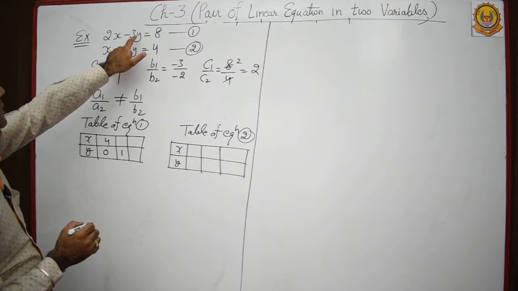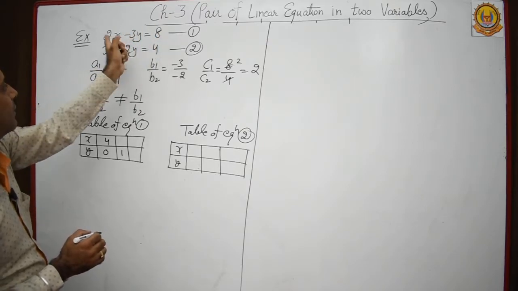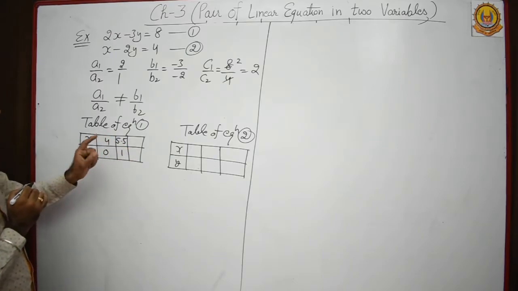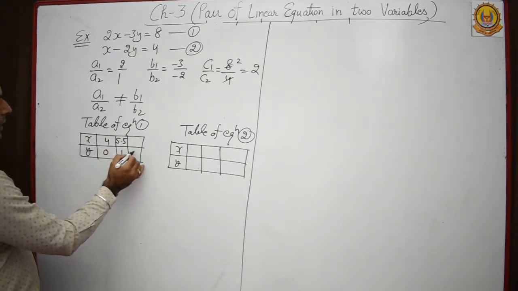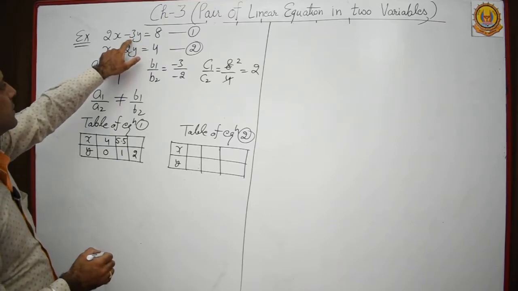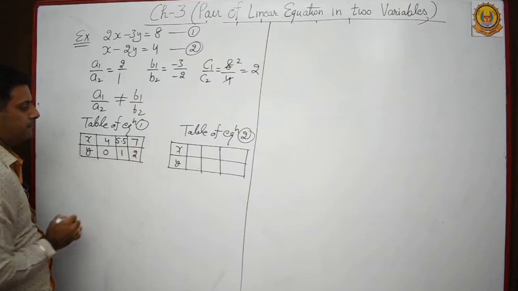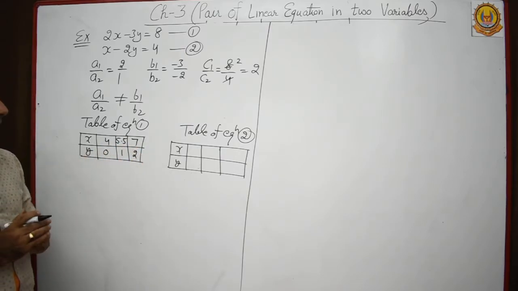So here 3 times 1 is 3. Here 11, 11 by 2, so that is 5.5, the value of x. Now I am going to take y equal to 2. So 3 times 2 is 6, 6 plus 8 is 14, 14 by 2 is 7. So this is 7. These are the three solutions I have taken.